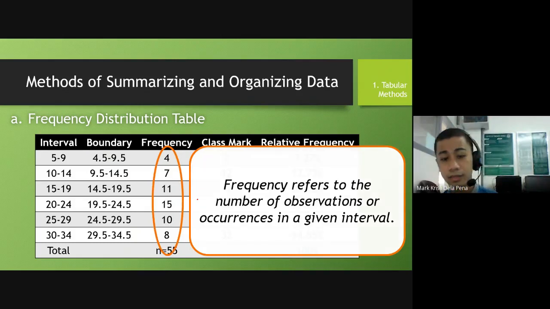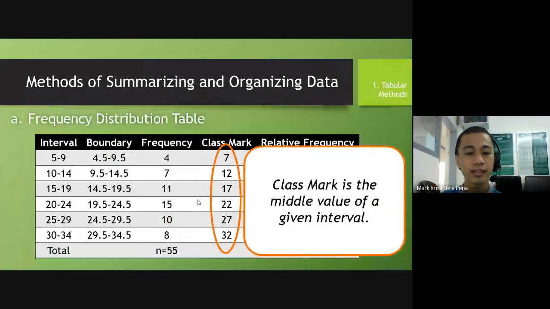Next part is the class mark. When we say class mark, this is also called the middle value, or the value in between a class interval. So for this example, from the interval 5 to 9, our class mark is 7. And how do you calculate the class mark? You just add the lower limit and the upper limit and divide by 2. So that's 5 plus 9, which is 14, divided by 2. That's 7. You can also use the boundaries; the result will be just the same.